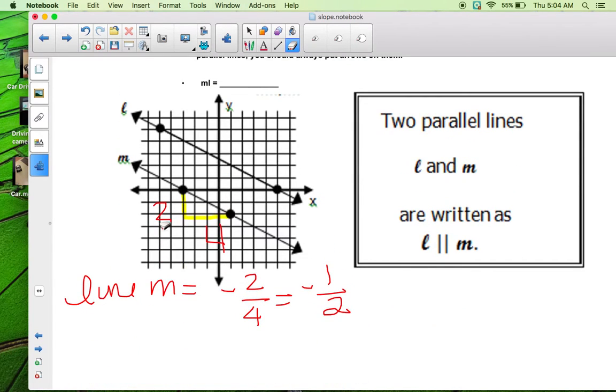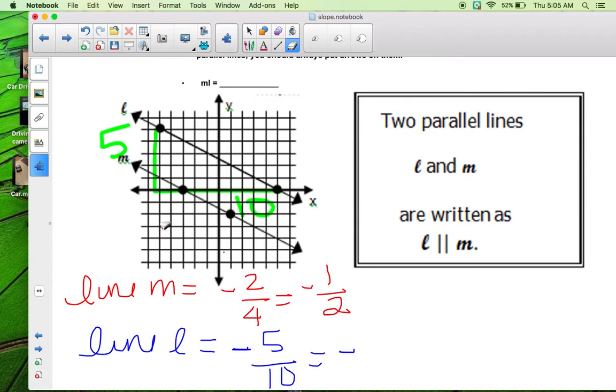Okay? Now let's look at L. I'm going to erase this real quick. L, I would go down 1, 2, 3, 4, 5, and go over 1, 2, 3, 4, 5, 6, 7, 8, 9, 10. So we have 5 and 10. So line L is a negative slope, but it's 5 over 10, which also reduces to negative 1/2.